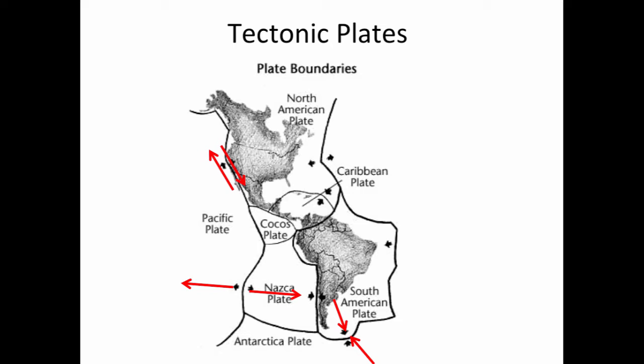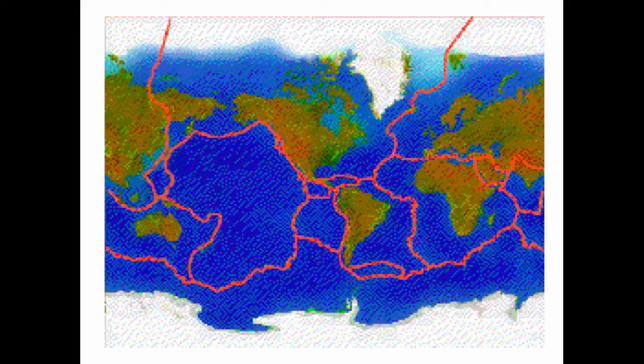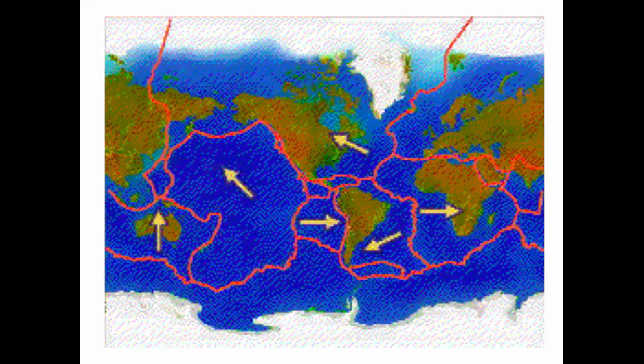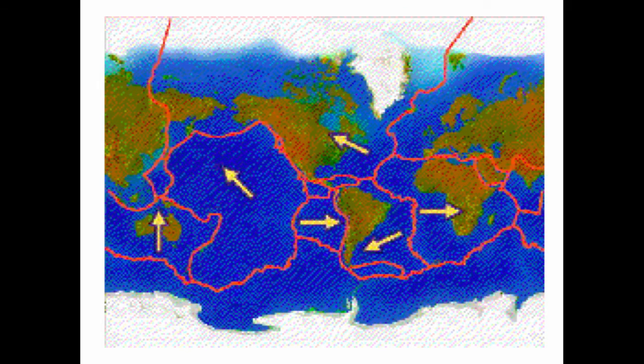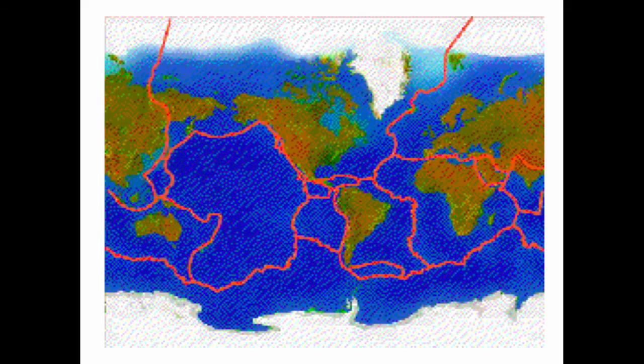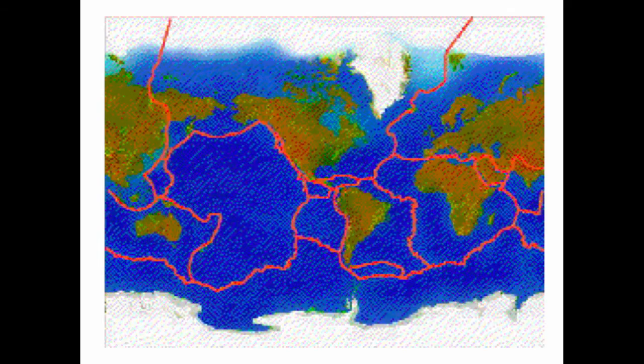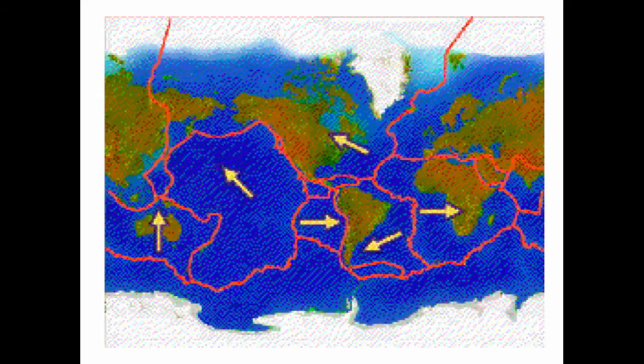So if you look at the red arrows, the three ways the plates can move is they can either slide horizontally past each other, slide away from each other, or move towards each other. If you look at a map of the crustal features, you can see that the plates are constantly moving, and they actually move about 1 to 2 inches per year. It is so slow that we don't even feel it.